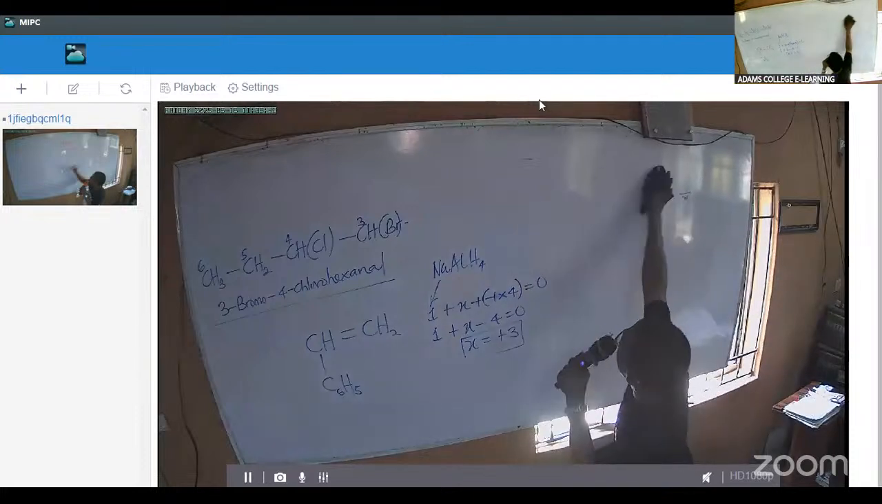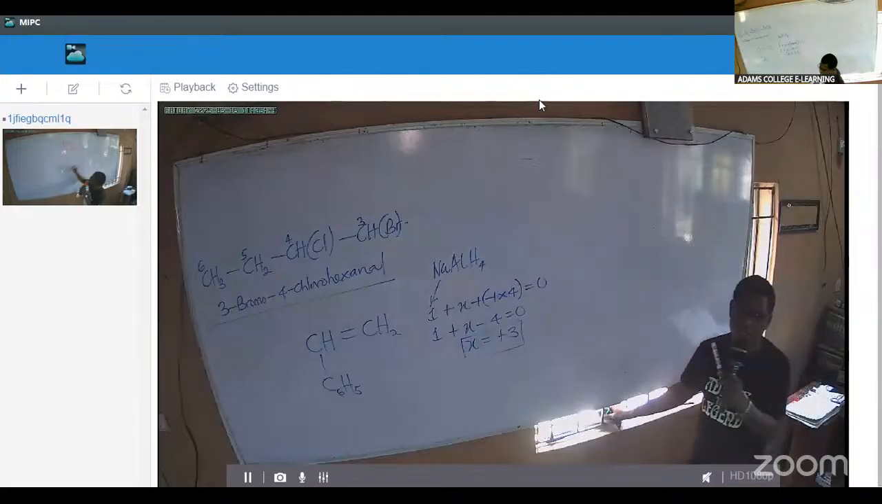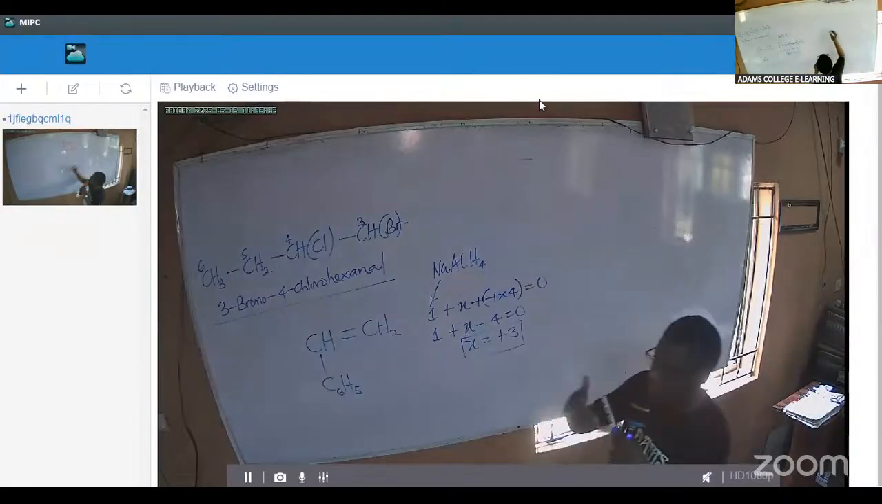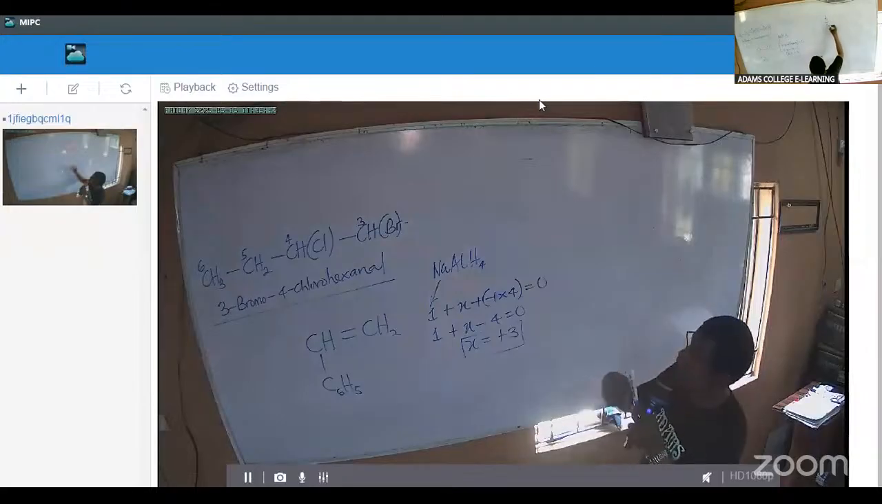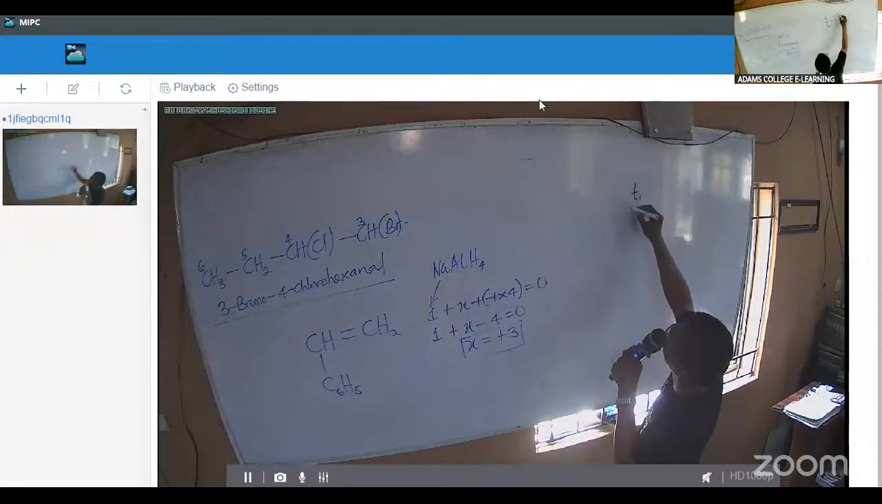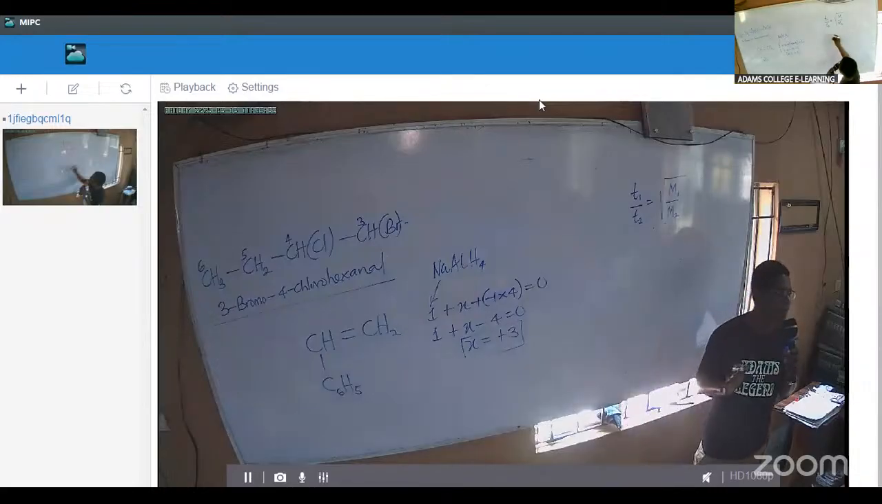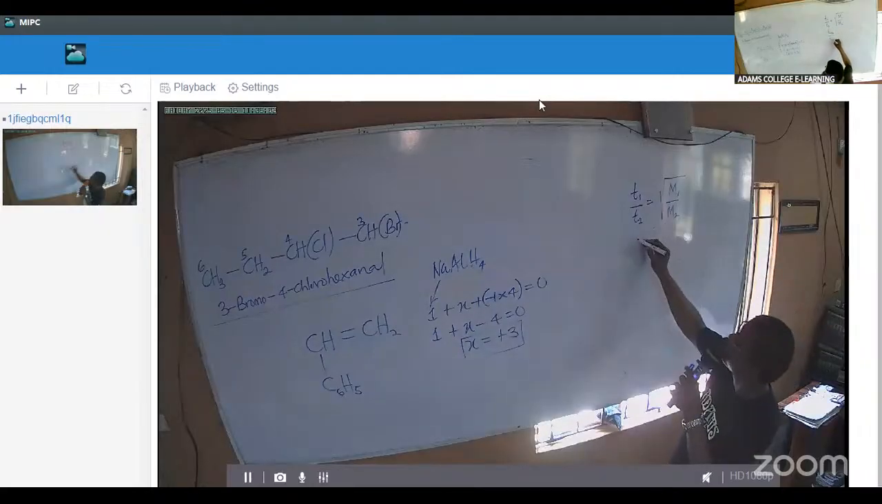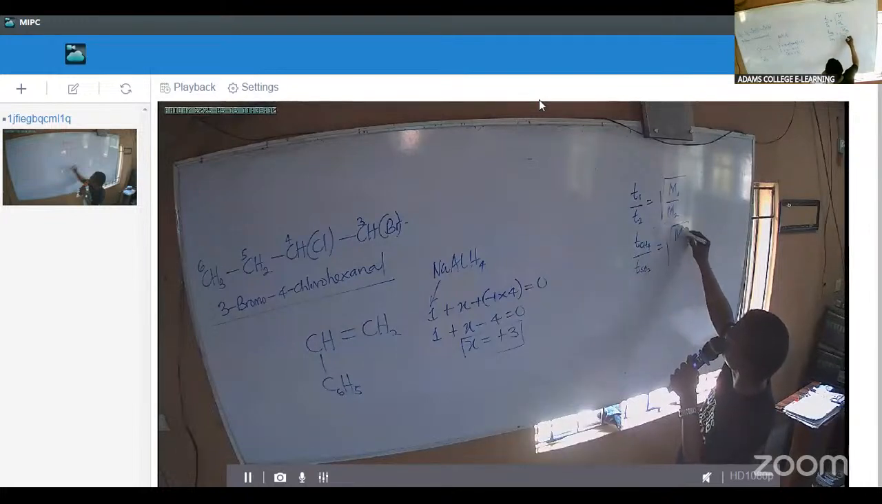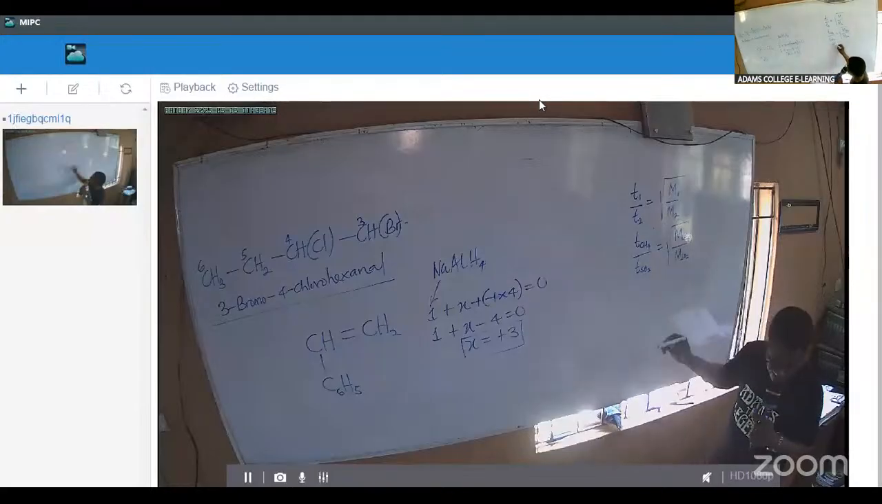Because they mentioned the same volume, the effect will not be a direct relationship. So just say time 1 over time 2 is equal to square root of molar mass 1 over molar mass 2. When you have the same volume, it's direct. So you have time for methane over time for SO2, equals molecular mass for methane over molecular mass for SO2. What's time for methane? 20 seconds. What's time for SO2? That's what we are looking for.